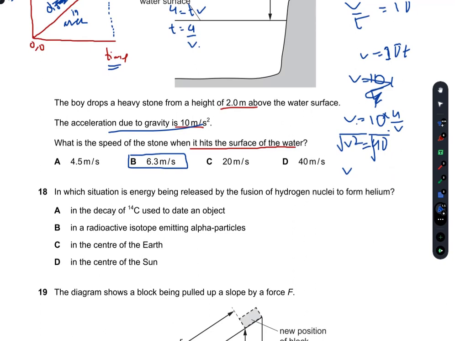In which situation is energy being released by the fusion of hydrogen nuclei to form helium? In the decay of carbon? No. In the radioactive isotope emitting alpha particles? Is this released by fusion of hydrogen nuclei? No. It's just a radioactive isotope which is emitting helium particles. It is not by the fusion of hydrogen nuclei. In the center of Earth? No. In the center of the Sun? Yes. Due to the high temperature, the hydrogen nuclei fuse and helium is formed. Means D is the right answer.